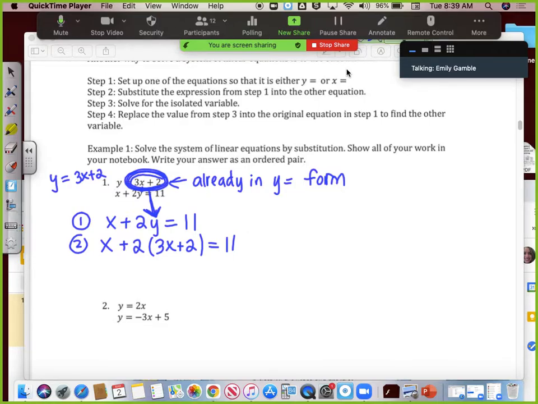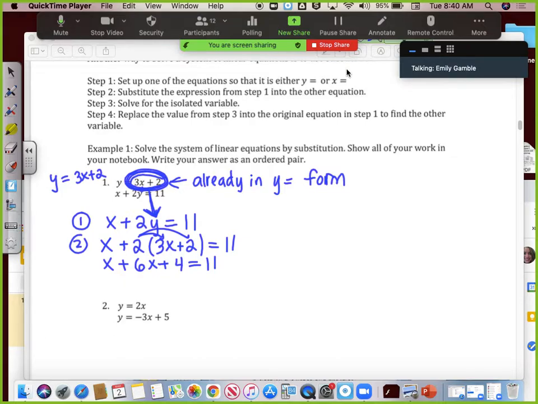Now that we have this equation here, x plus 2 times 3x plus 2 equals 11, what we're going to do in step 3 is solve for the variable that's left. I can take this equation and solve it for x. But the first thing I would have to do is use the distributive property and multiply this all by 2. So when I do that, I'm going to get x plus 2 times 3x is 6x plus 2 times 2 is 4. So we get the equation x plus 6x plus 4 equals 11.